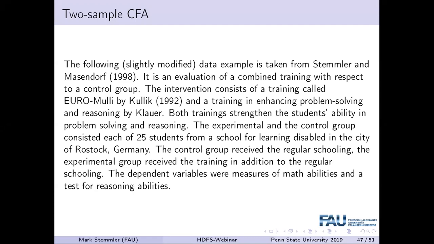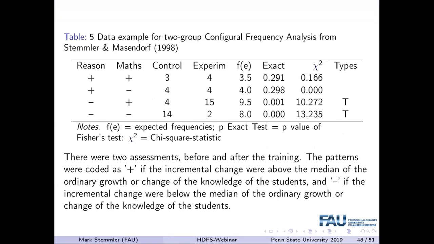And the way we came up with the pattern is also interesting because it's also a possibility to code longitudinal data. So here we have two outcome variables, math and reasoning. We have the control group and the experimental group. And a plus means an incremental change above the median from time one to time two. So this is also interesting. You can put in change information in the way you are coding the data. So here we have control group and experimental group, and here we have the observed frequencies. Here are the expected frequencies, and here we're using only the exact test.